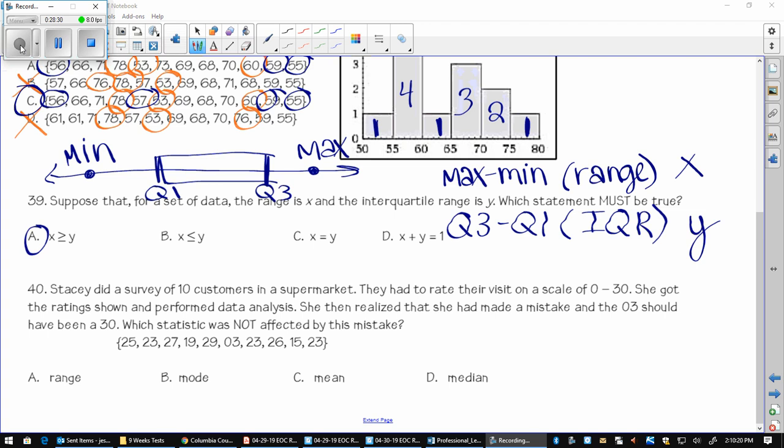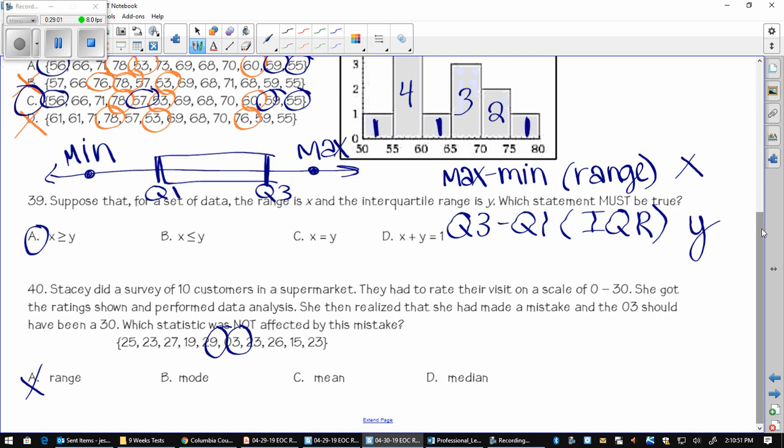So let's just think about how we would have found each of these. The range would be the maximum minus the minimum. So if I look at the data set as it is, the maximum would have been 29 and the minimum would have been 3. So the range would definitely be affected if that would have been a 30 instead of a 3. That would have changed the maximum to 30 and the minimum to 15. So range is out. That one would definitely be changed if that had been a 30 instead.